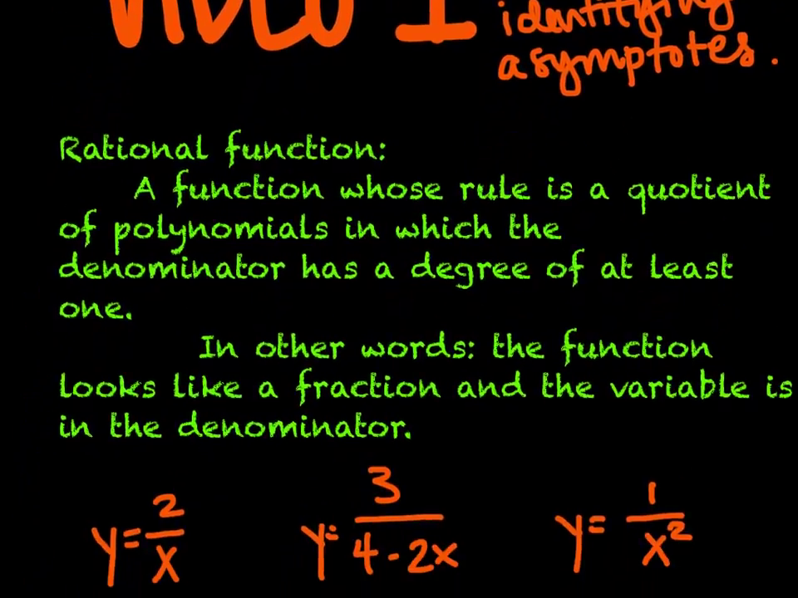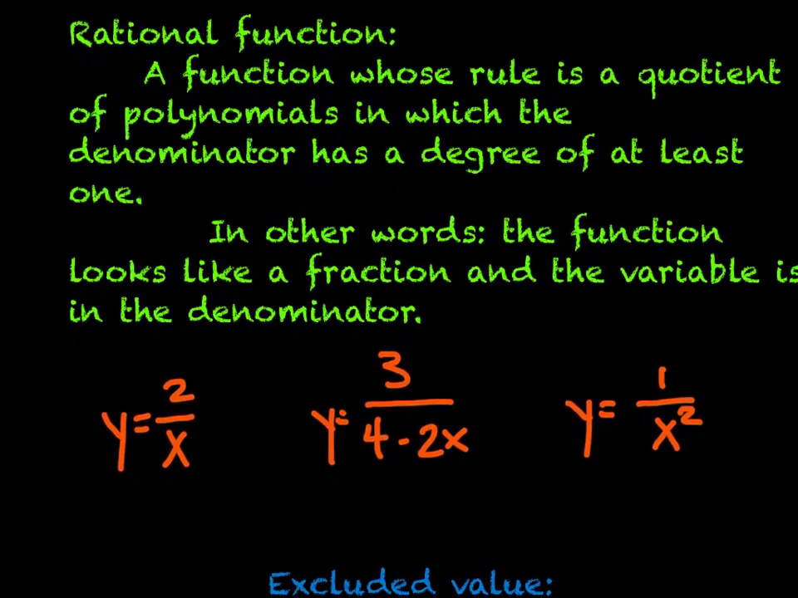So let's begin. What is a rational function? Well, first of all, we know what a function is. It is essentially a graph that passes the vertical line test. Essentially, for every x value, there is a single y value. So a rational function is a function whose rule is a quotient of polynomials in which the denominator has a degree of at least 1. To put this in terms that make a little more sense, it is a function that looks like a fraction, and the variable is in the denominator.